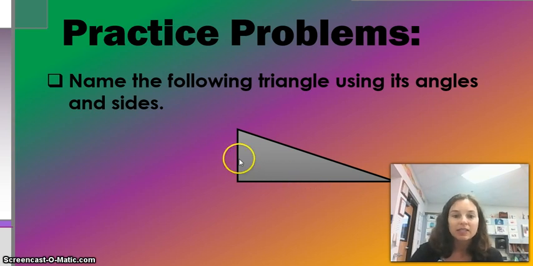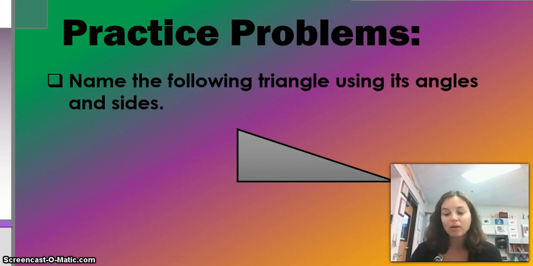But if I look at the sides, I can see that this side is really long. This side is kind of long, and this side is shorter than the rest. So none of the sides are equal in length. So it's scalene. So I know that this is a right scalene triangle. That's how I would list its name. Let's move on.